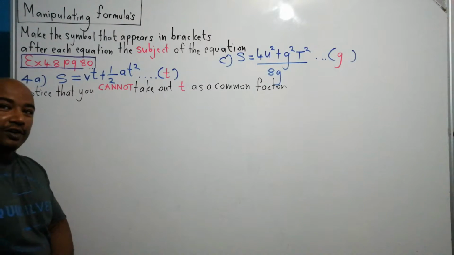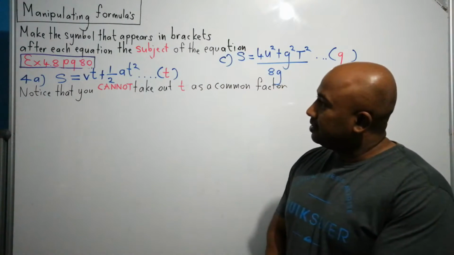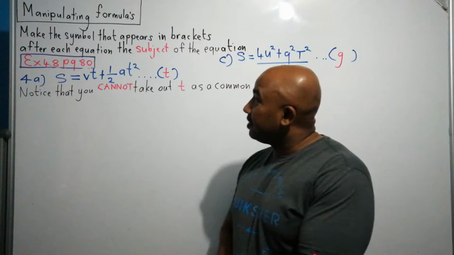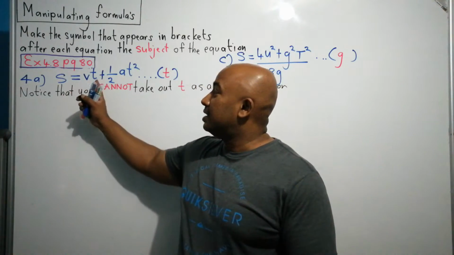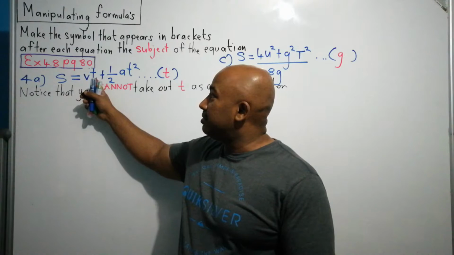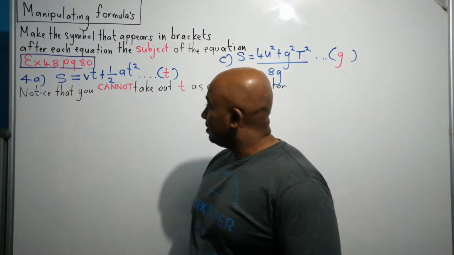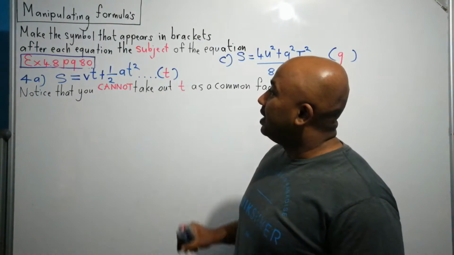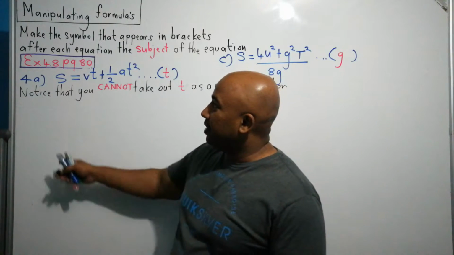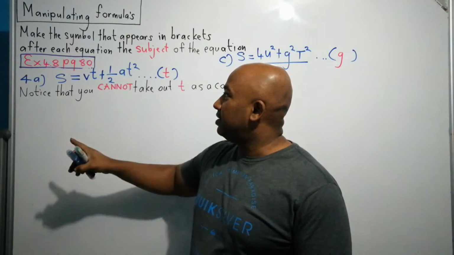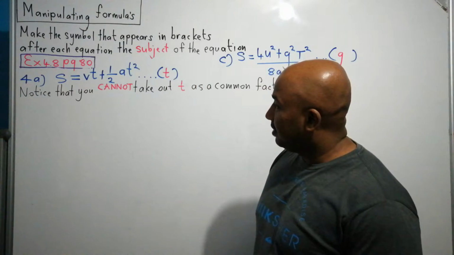Okay, now moving on to these type of examples. So notice this equation from engineering science, equations of motion. Here we got S is equal to V times T plus half A times T squared. And we need to make T the subject of the formula. So an example where you have the distance, you have your velocity, you have your acceleration, you need to find time. How do you do that?